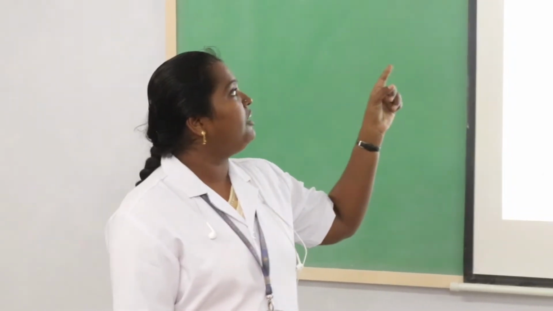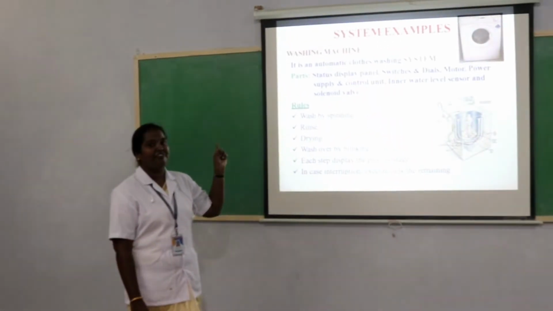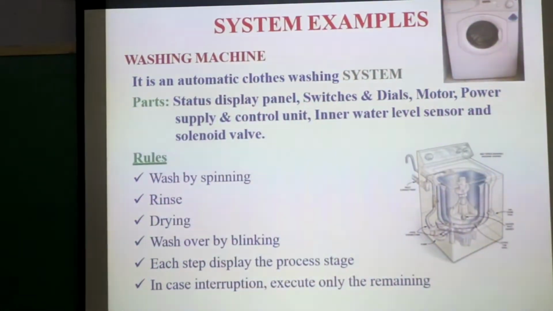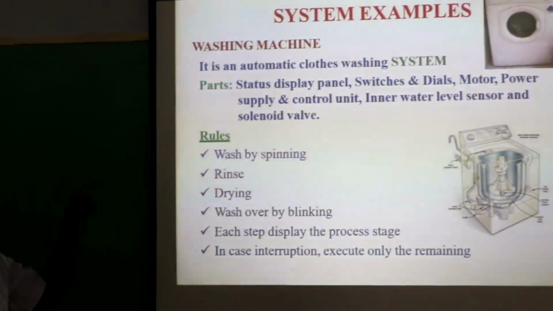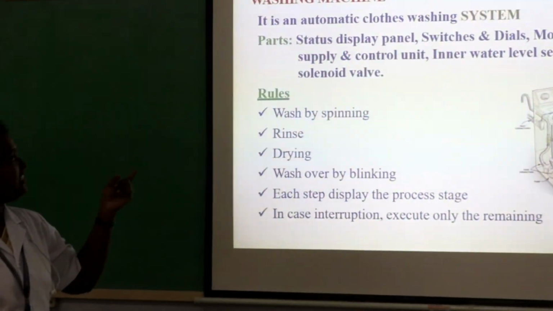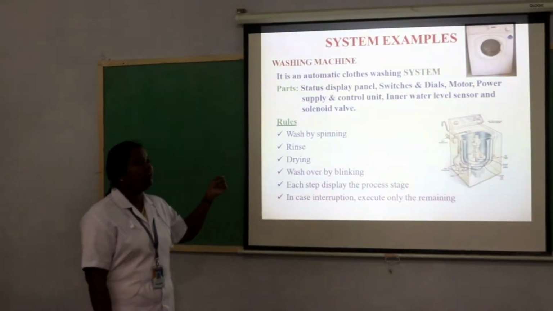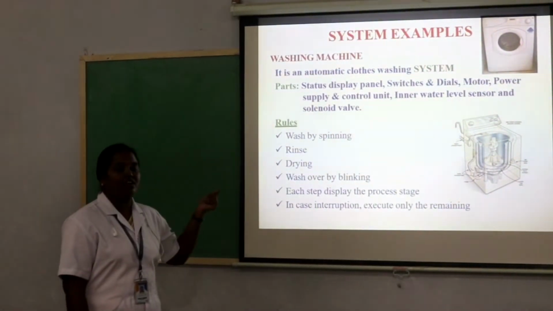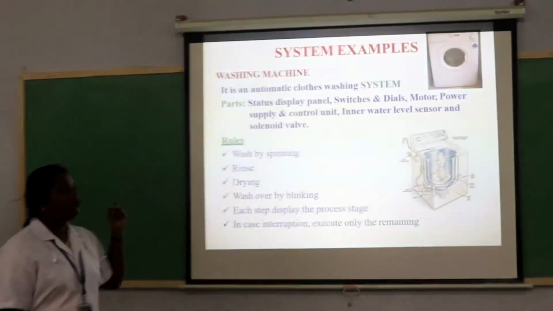Here we have to discuss a basic example of an embedded system. The washing machine is the best example of an embedded system. What is the function of a washing machine? It is an automatic cloth washing system. It consists of several hardware boards: a display panel, switches, dials, motors, power supply, control unit, water level sensors and a solenoid valve. It also follows several rules. The function of the washing machine is washing, which proceeds through the spinning process, rinse and drying, and the end of the wash is indicated by blinking.